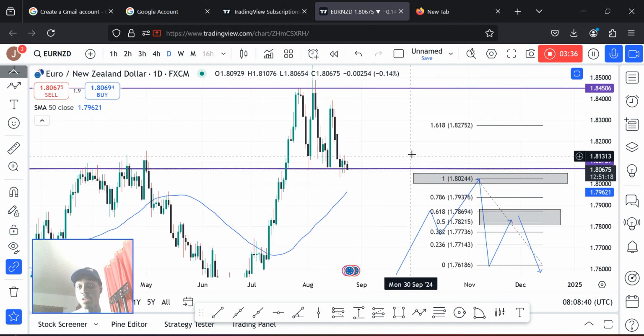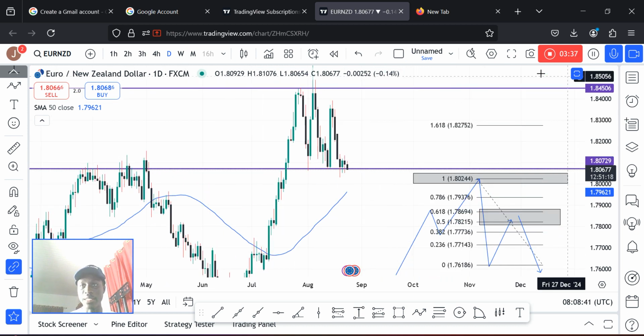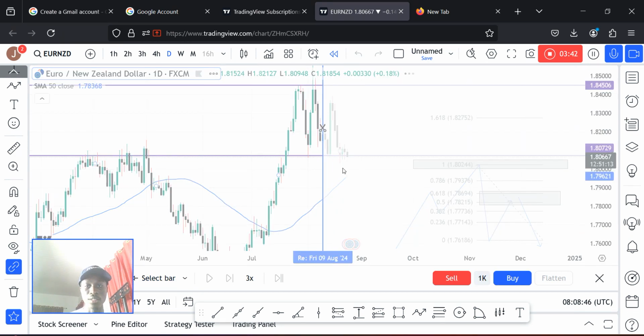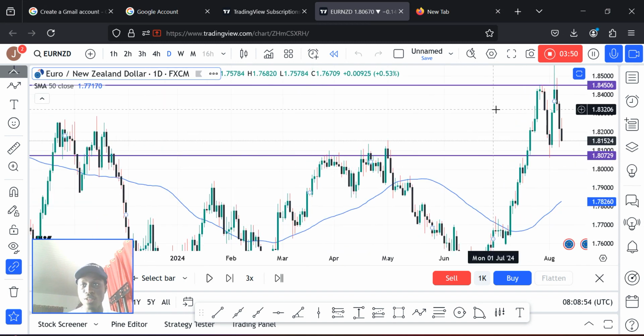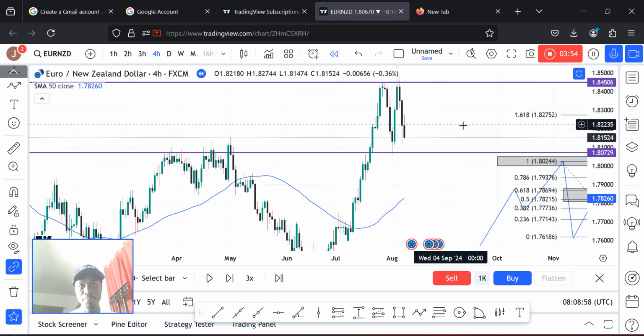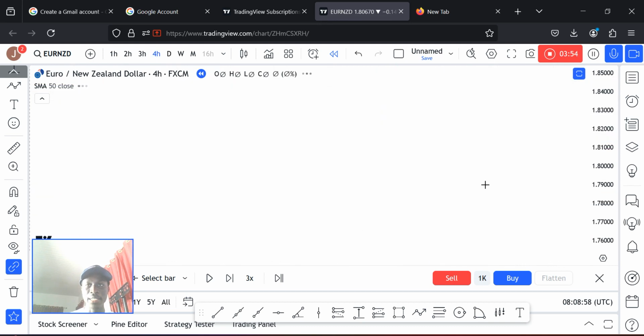Euro NZD. So we are just doing the back testing. Sorry, my PC is working slow this morning. So we move to the 4 hour time frame. Now I'll be explaining certain things there.